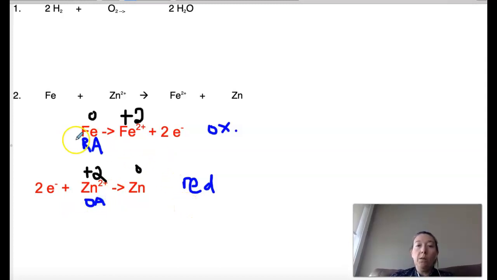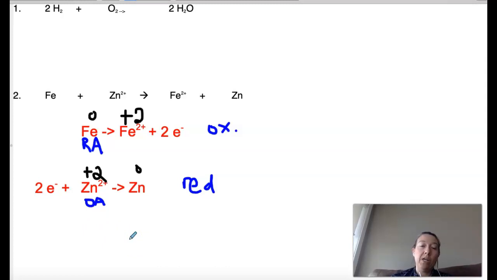Okay, so it takes a little practice to write those half reactions, get those electrons. Once you've placed your electrons, you should be able to identify oxidation and reduction. Then you should be able to recognize RA and OA. Those are really key pieces for this entire unit.